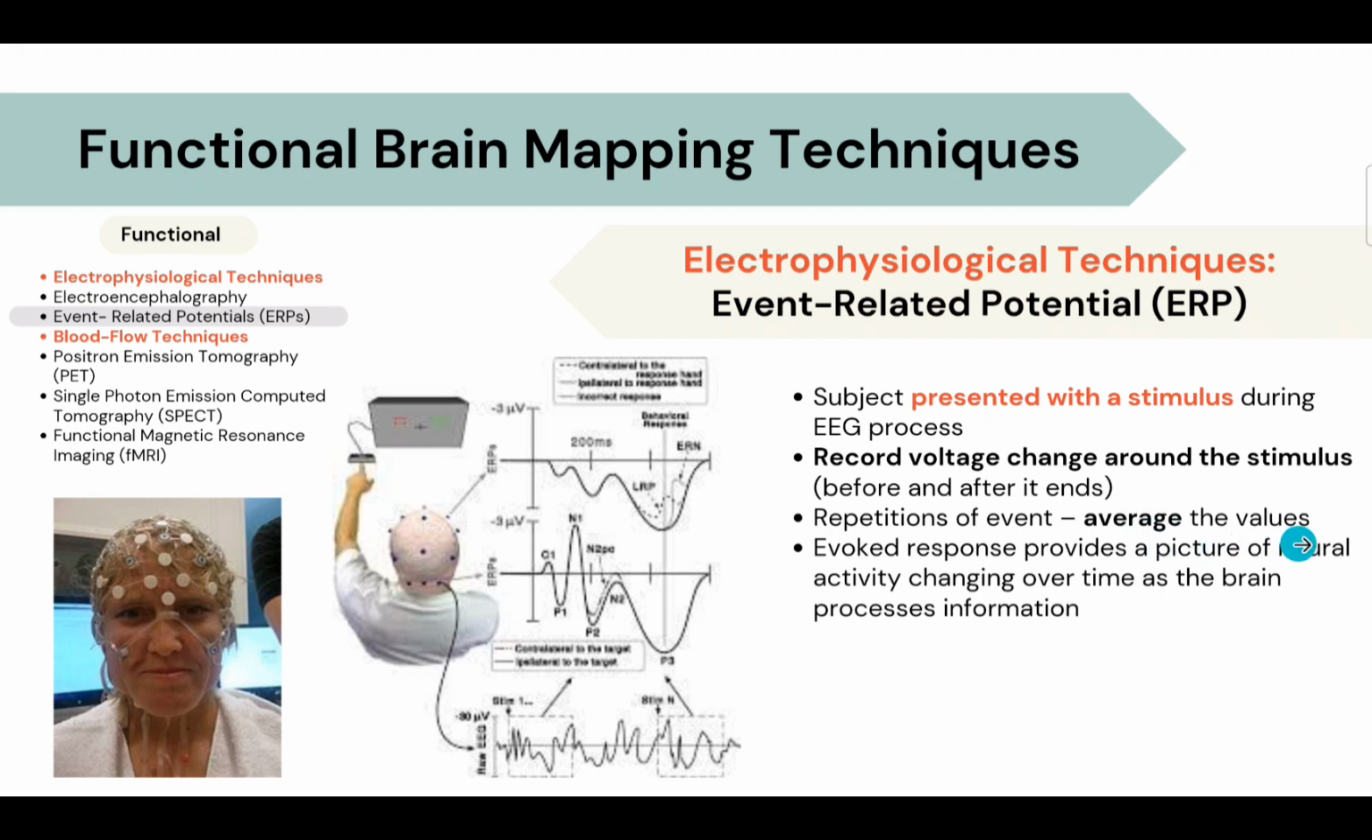Okay, to find average values and evoked response, and provide a picture of neural activity changing over time as the brain processes information. Okay, we want to see the voltage change around the presence of the stimulus, before and after the presence of the stimulus, right? And we want to see the average values. Okay, so as the name suggests, event-related potential is when the subject is presented with a stimulus or event.